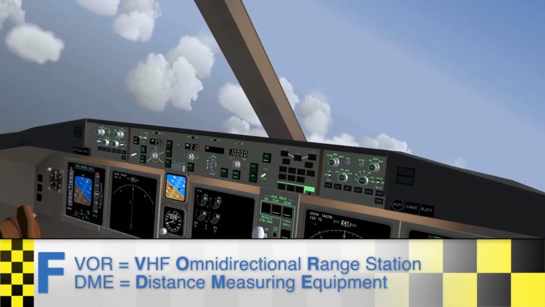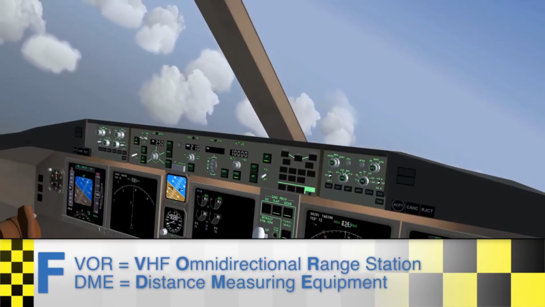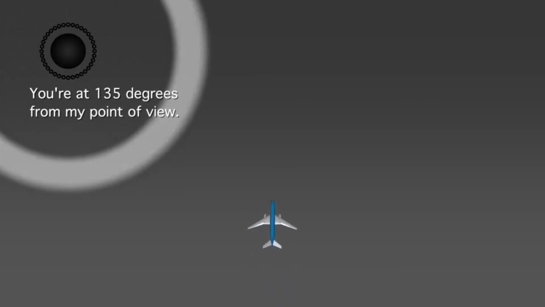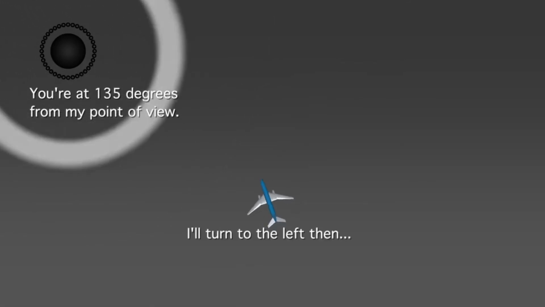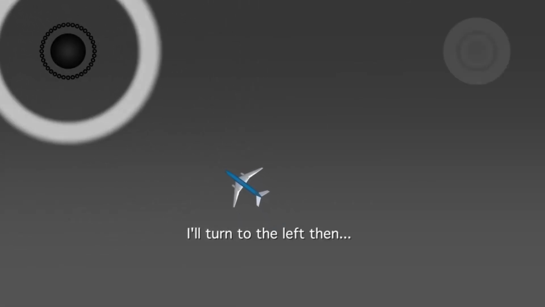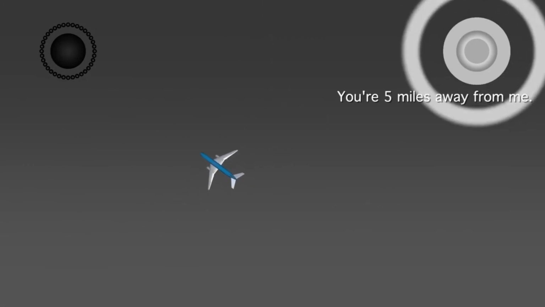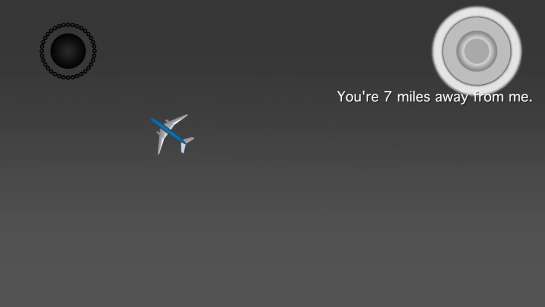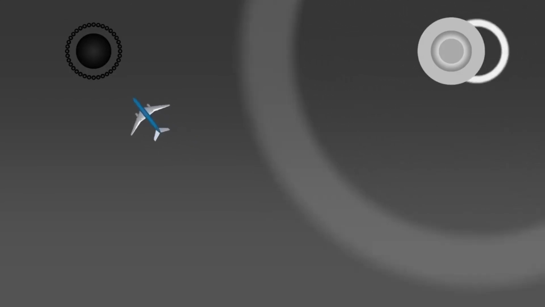VOR and DME are two completely different things, but the combination of the two makes for a great navigation tool. A VOR is a radio station which the aircraft uses radio waves from to determine the heading it has to fly towards that station. A DME is a different kind of station that tells an aircraft how far away it is from that specific station. As you can imagine, by combining these two navigation tools, a pilot can easily fly towards such a station, which can be located near an airport for instance.